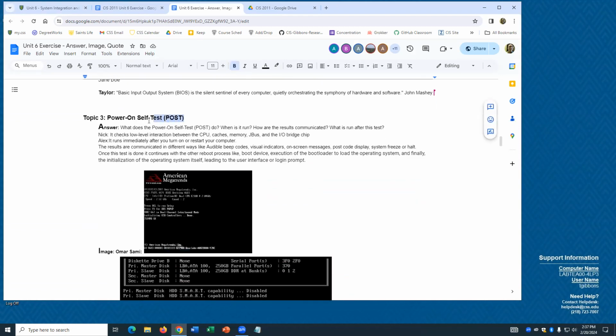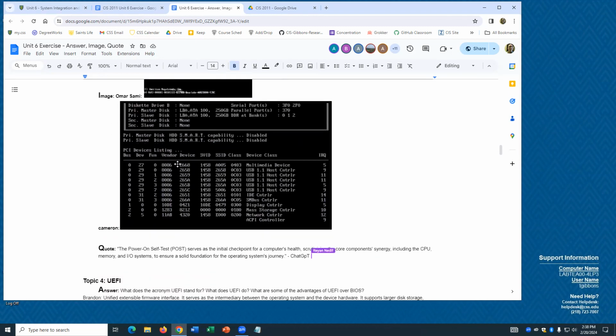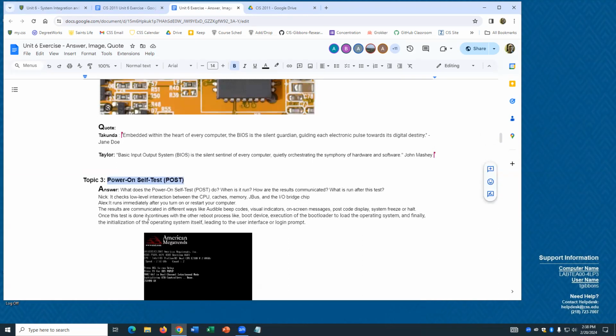Power on self-test. That's some good views of when the power on self-test is running here. We got a quote from ChatGPT on it. Who provided this answer? Nick and Alex? One of you want to say something about that answer? I got mine from ChatGPT. It's just like the test that it runs when your computer turns on, to make sure that the hardware is working correctly.